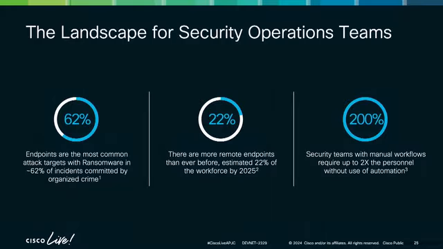Security teams oftentimes still have manual workflows that require two times the personnel to administer compared to automation. There are things we're doing as an industry that are shifting to improve our detection capabilities, such as deploying endpoint detection and response systems, moving towards automation to be faster and more effective in catching these things. But these attackers are often one step ahead of us, unfortunately.